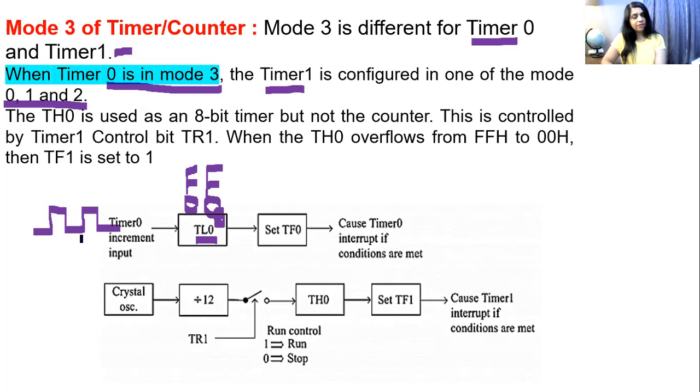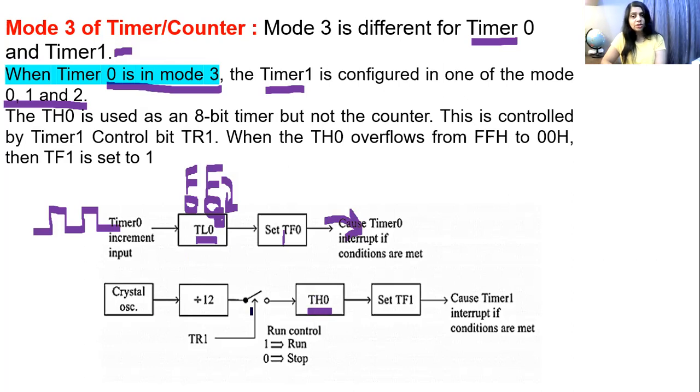When it is FF and we apply one more clock pulse, there will be overflow, and after overflow it becomes 0, 0. At overflow, it will set timer flag 0. This is the timer 0 lower byte, timer flag 0, and it will generate an interrupt for timer 0. Now what is TH0 doing at that time? This is TL0 of timer 0 and this is TH0 of timer 0.